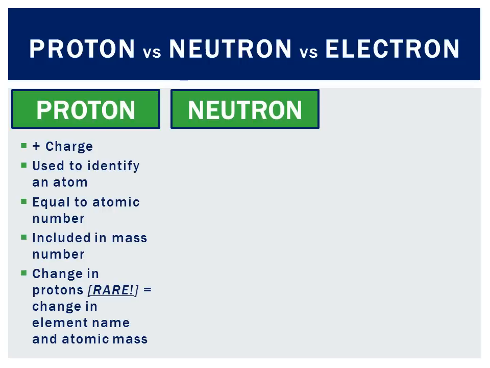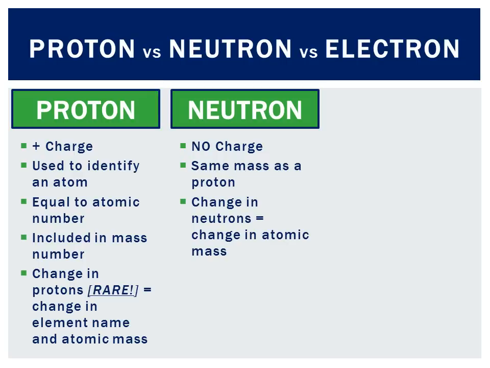The neutron, also in the nucleus with the proton, has no charge though, so think neutral, neutron, no charge. It has the same mass as a proton, so the change in neutrons does affect the atomic mass. The protons plus the neutrons is equal to the atomic mass, but we'll talk about that more on the next slide.